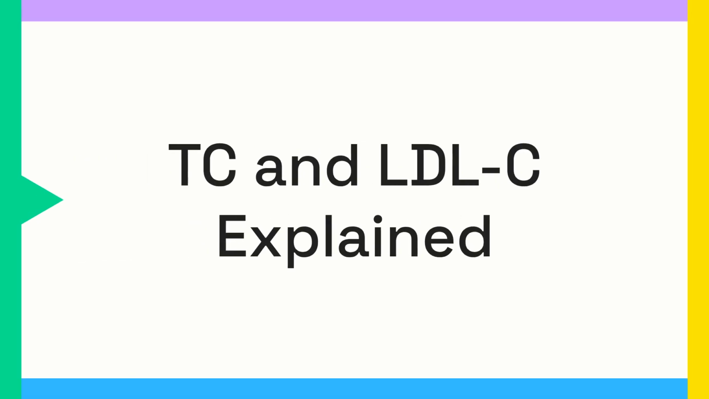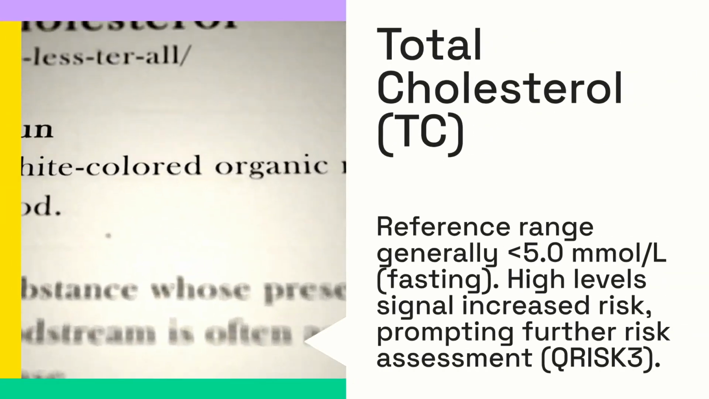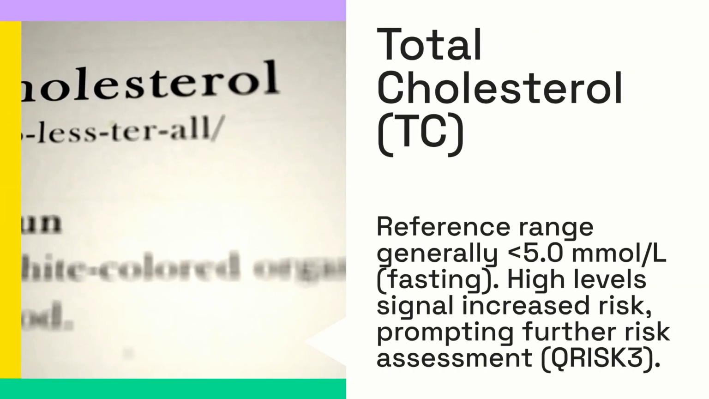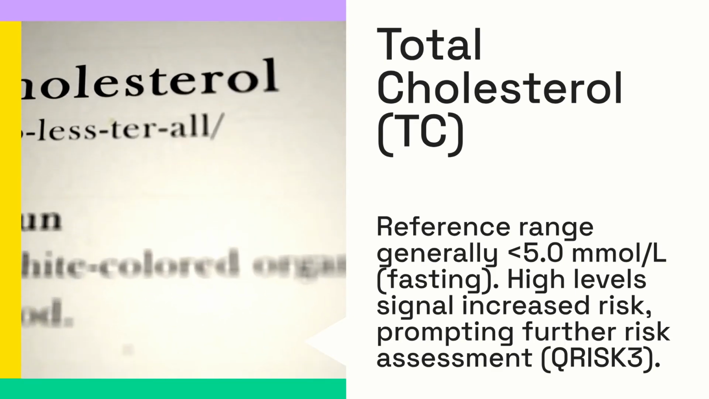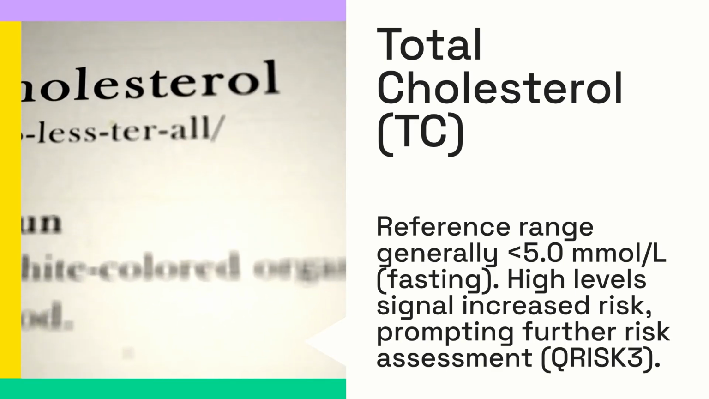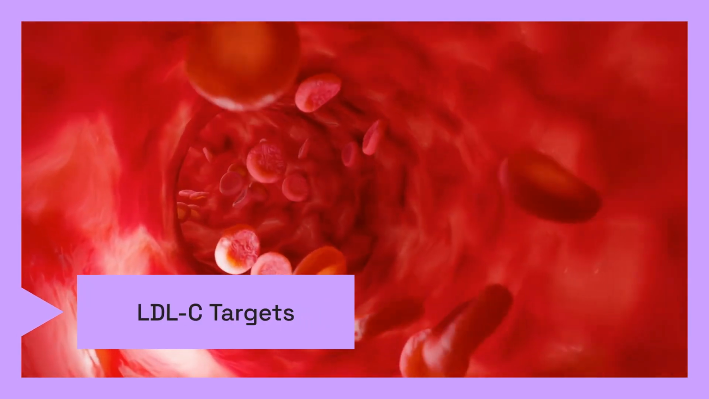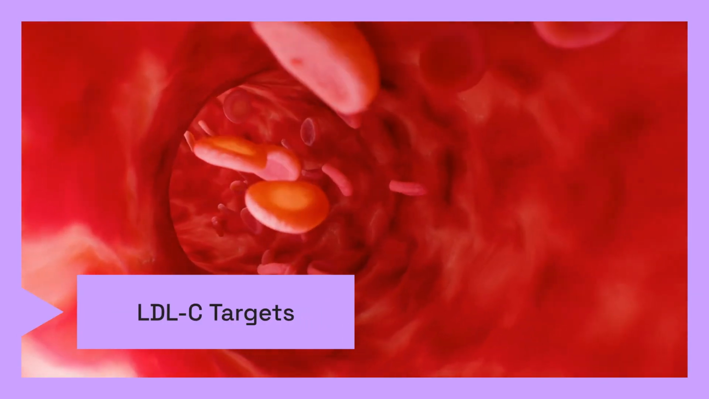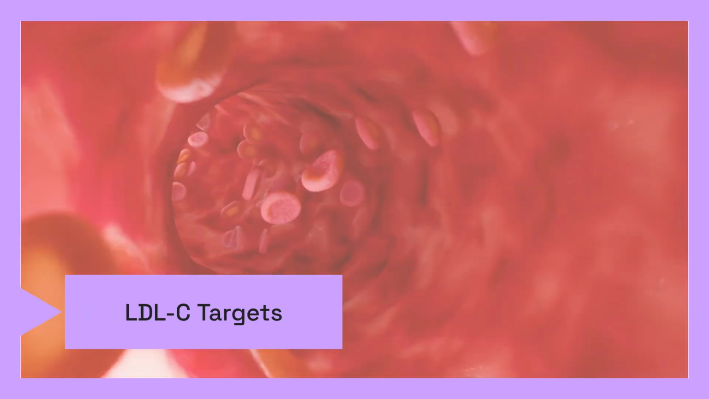Let's start with total cholesterol and low-density lipoprotein cholesterol, or LDL-C. Total cholesterol's normal reference range is typically below 5 millimoles per liter. High TC levels necessitate further risk stratification, often using the QRISK-3 tool. For primary prevention, the goal is often to reduce LDL-C, while secondary prevention mandates intensive lowering due to established disease.